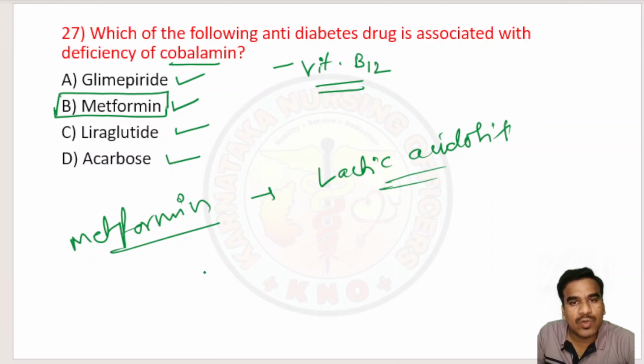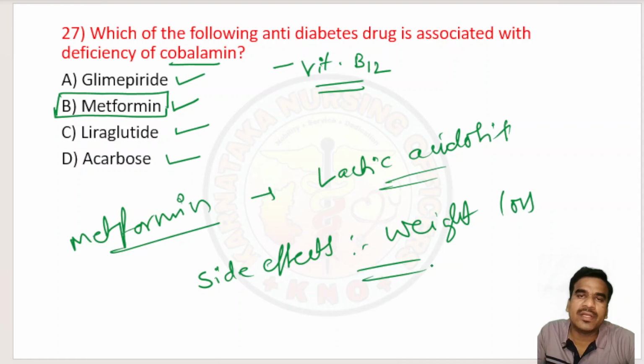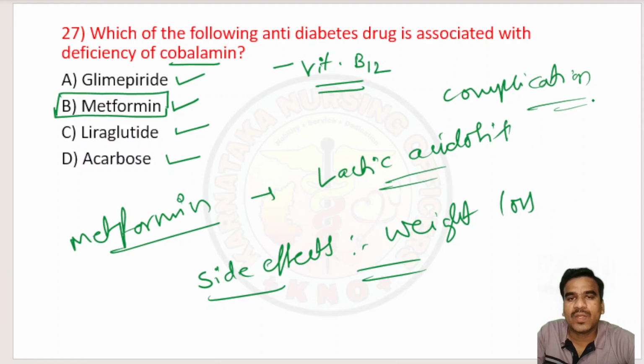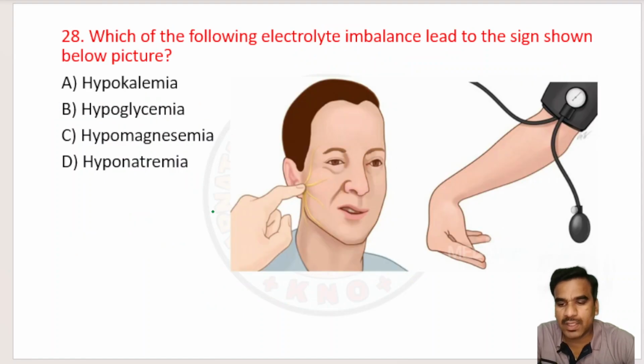The most common side effect is weight loss. The most serious complication is lactic acidosis. And we can also see vitamin B12 deficiency with metformin. They have to check properly and go for vitamin B12 supplements. This is a very important question, and it is an expected one in the NORCET 9.